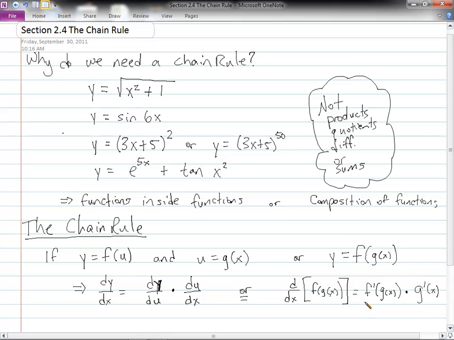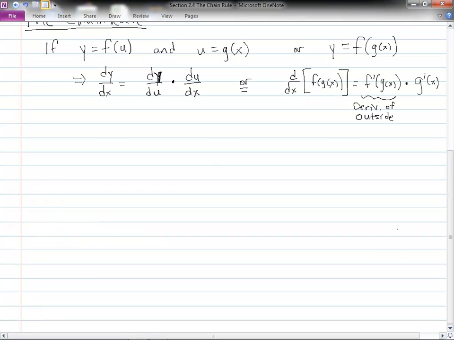Now, here's the way that I think of this. This right here is like the derivative of what I call the outside. You have a hard time seeing the bottom. Let me scoot that up a little bit. Okay. And this is like the derivative of the inside.